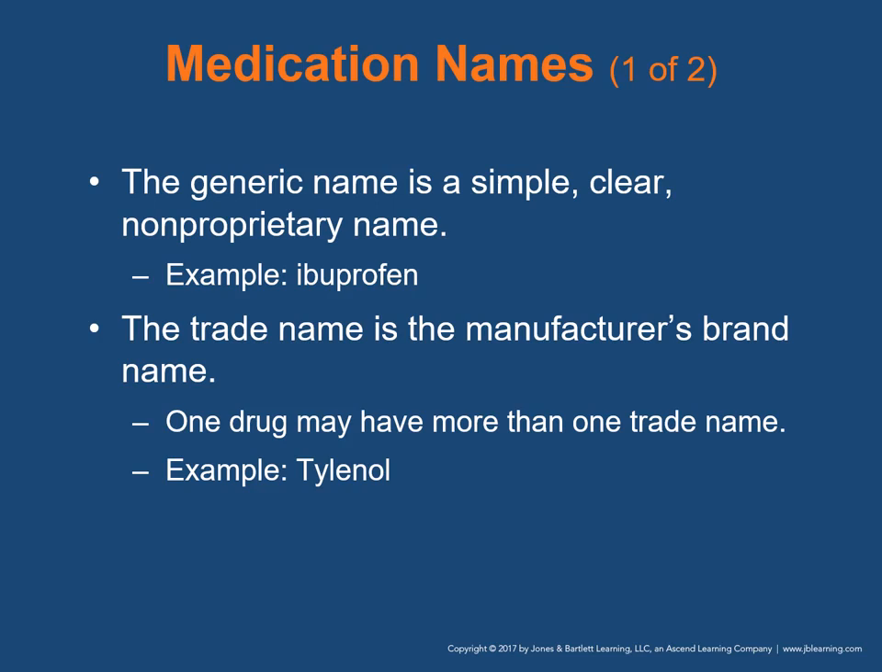Now let's talk about some medication names. The generic name is a simple, clear, non-proprietary name. Generic names are not capitalized. Some medicines, like nitroglycerin, are often called by their generic name more than their trade name. The trade name is the brand name that a manufacturer gives to a drug. For example, Tylenol and Lasix. Trade names begin with a capital letter. One drug may often have more than one trade name because of multiple manufacturers.